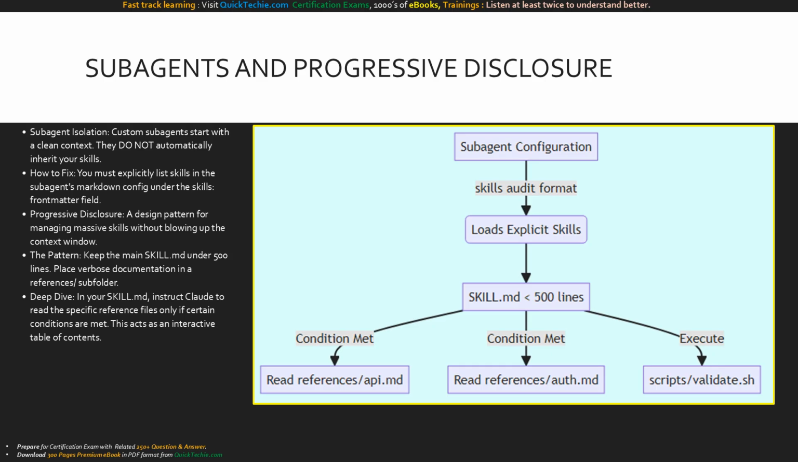Inside the skill.md, write instructions like, if the user asks about API design, read references/api.md. Claude will dynamically fetch only the data it needs, keeping your tokens low and execution fast.